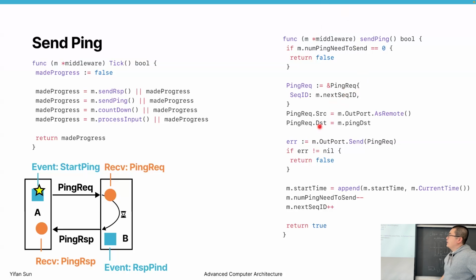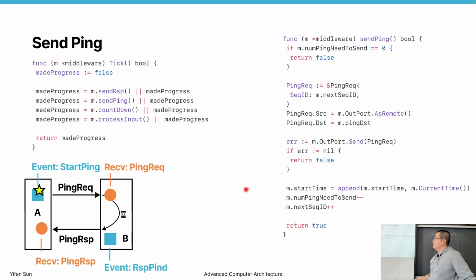Then we create this ping message. Remember here, both source and destination are remote ports. So this out port should call this as remote to convert its name to a remote port. But this ping destination is already a remote, we don't need to convert it. Then we try to send it. If we fail, we simply return false. We tell that, oh, it's not making progress here. Right? We try to send, but we cannot send. Then we return false. It's still not making progress at all at this point.